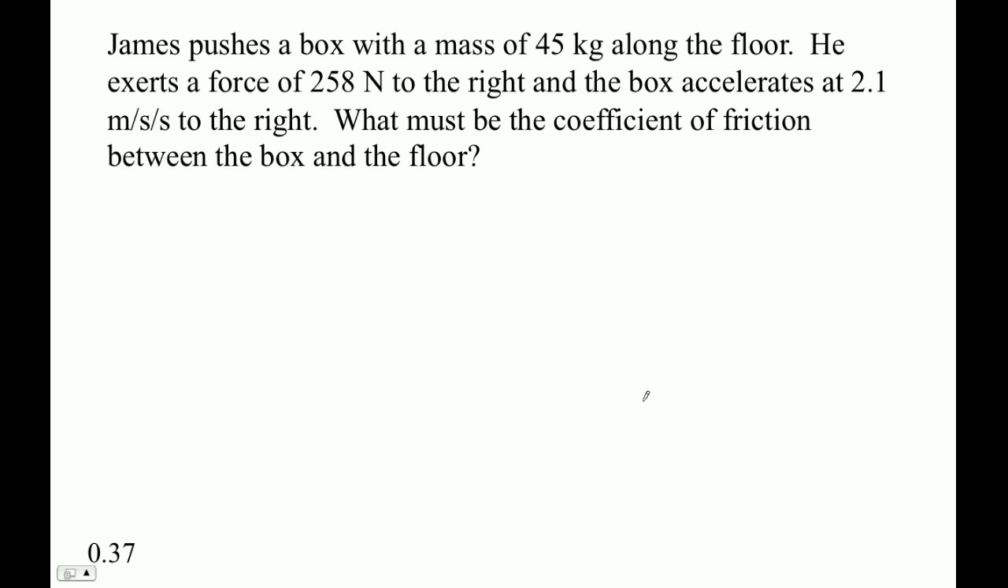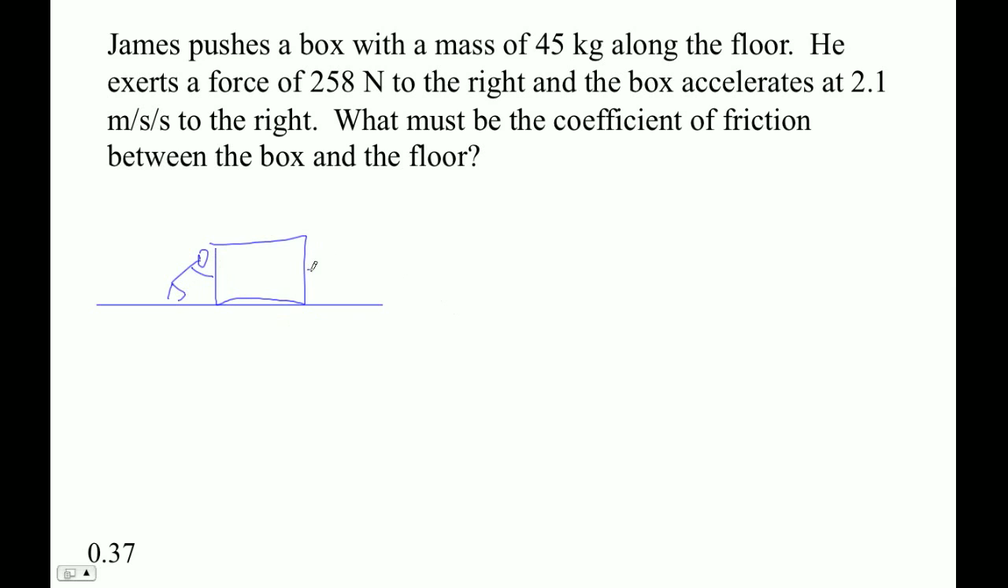Okay, James pushes a box with a mass of 45 kilograms along the floor. So let's draw a picture of that. Here's the floor. Here's James pushing the box. And he's exerting 258 newtons to the right on the box.